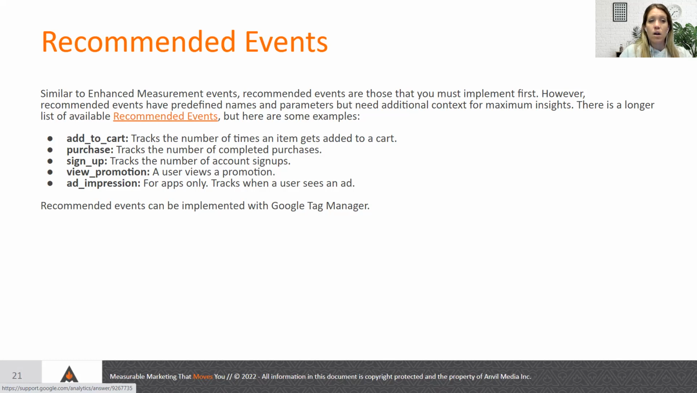there are things like add to cart. So obviously that's when a user adds an item to a shopping cart. We have purchases. So if a user has completed the transaction and has actually made a purchase. We have signups, so the number of account signups that occur within your website. We have view promotion, so if a user views some sort of promotion that you have running on your website. And then we also can do ad impression, which is only for apps. So if you have a user who sees one of your promotions within the app that they're using, that will get counted as the ad impression recommended event.